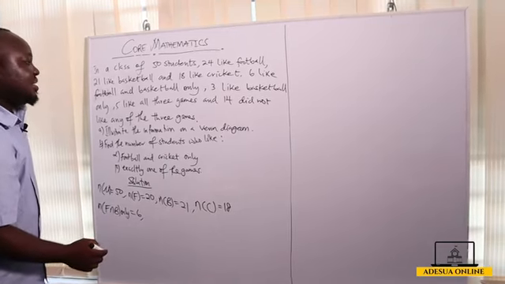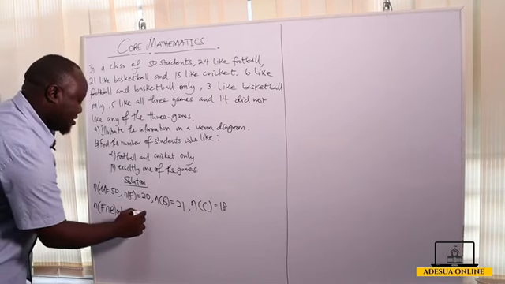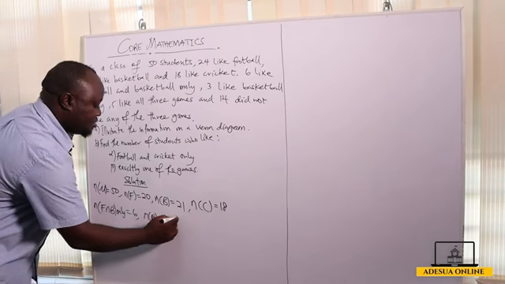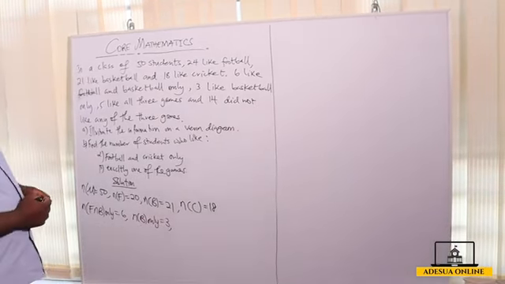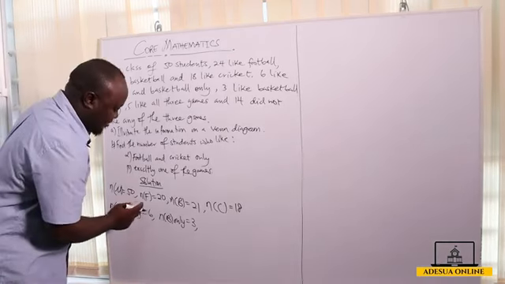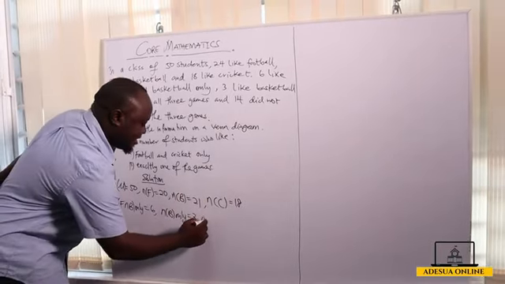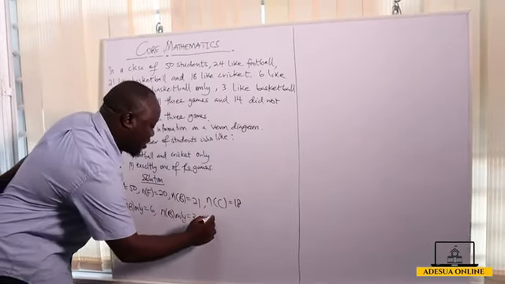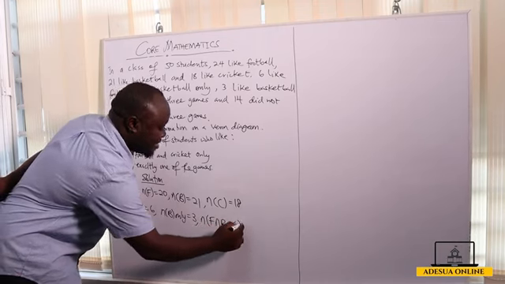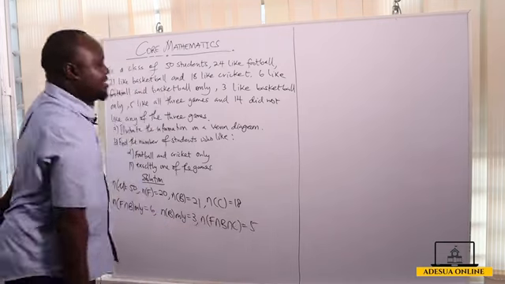And 3 like basketball only. So basketball only is equal to 3. And then 5 like all 3 games. So the intersection of all the 3 sets, the intersection of football, basketball, and cricket, is equal to 5. So we have 5 students.